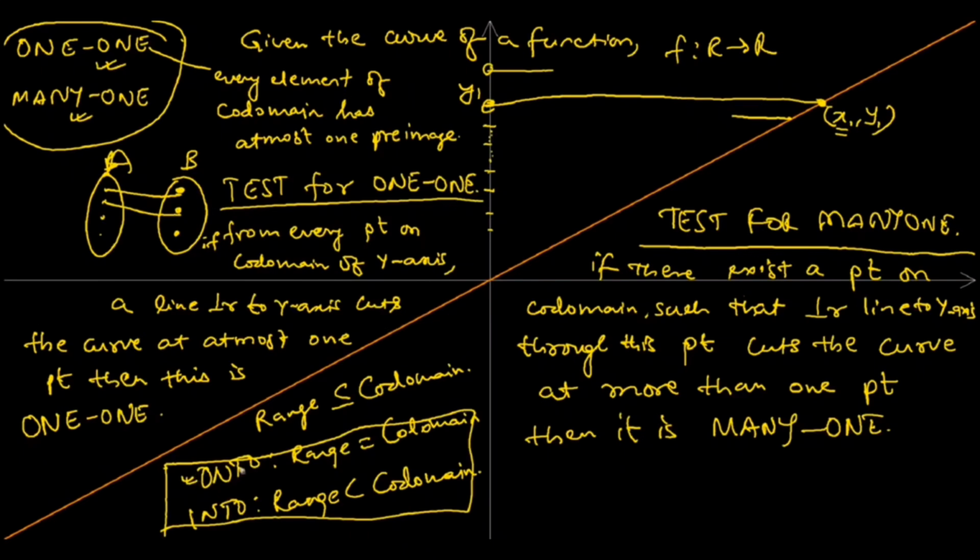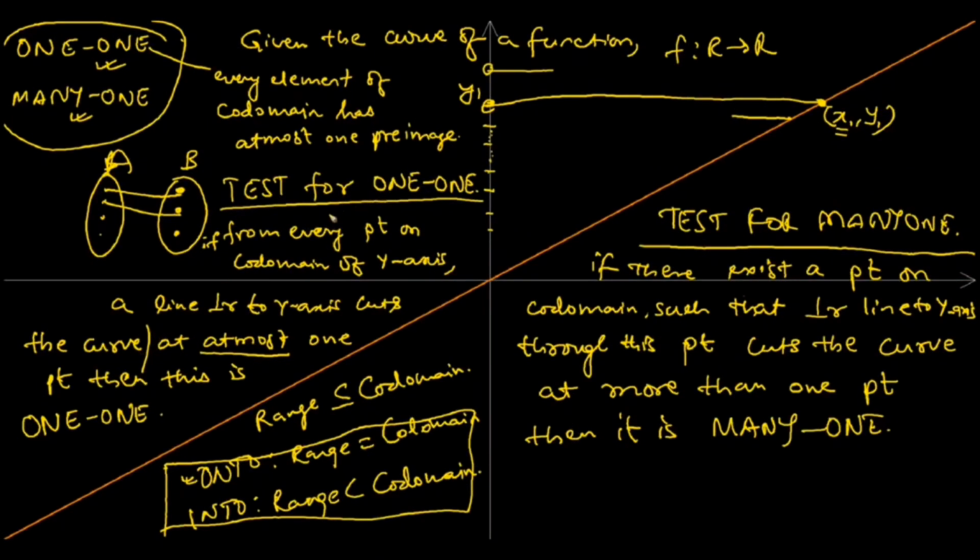You want to show that every element of codomain has a pre-image. Just for a moment, think about this as a test for onto. If from every point on the codomain of the y-axis, a line perpendicular to the y-axis cuts the curve, that's it. Here I am writing at most one point, so it may not also cut for 1 1, I don't care, but if it is onto, then it must cut the curve.